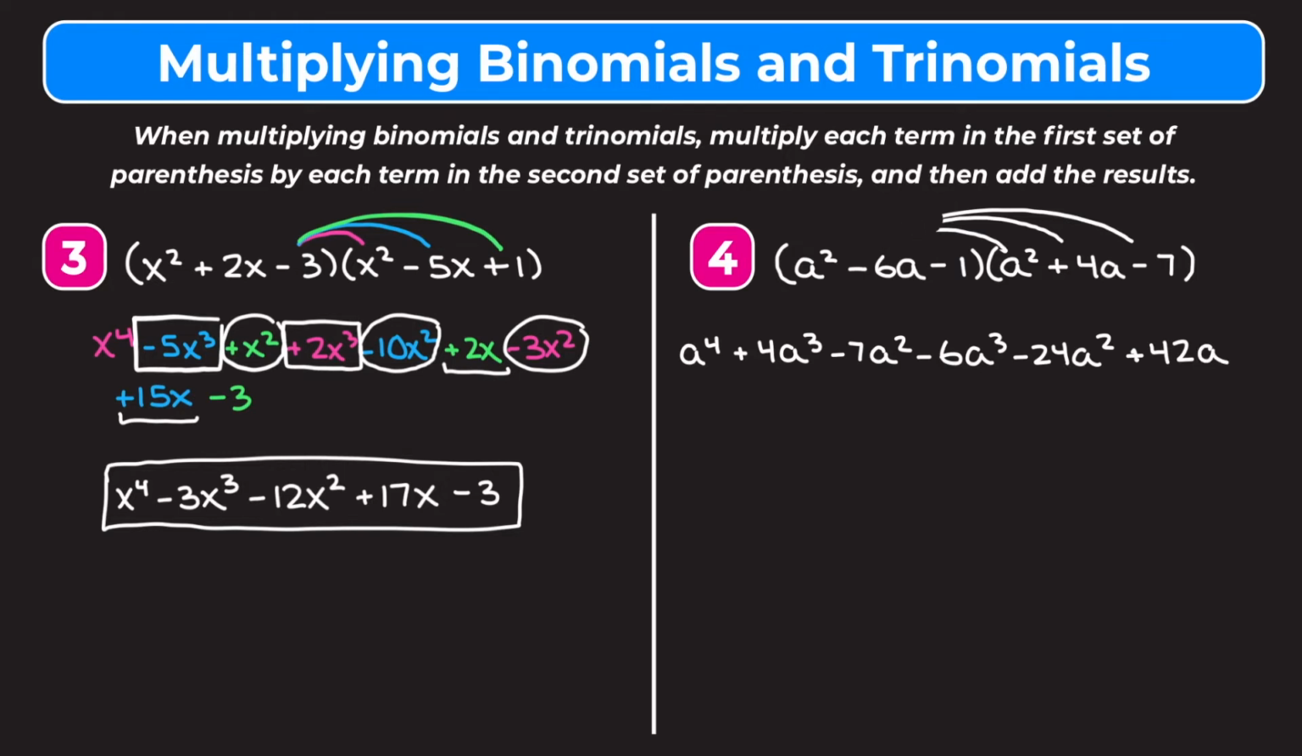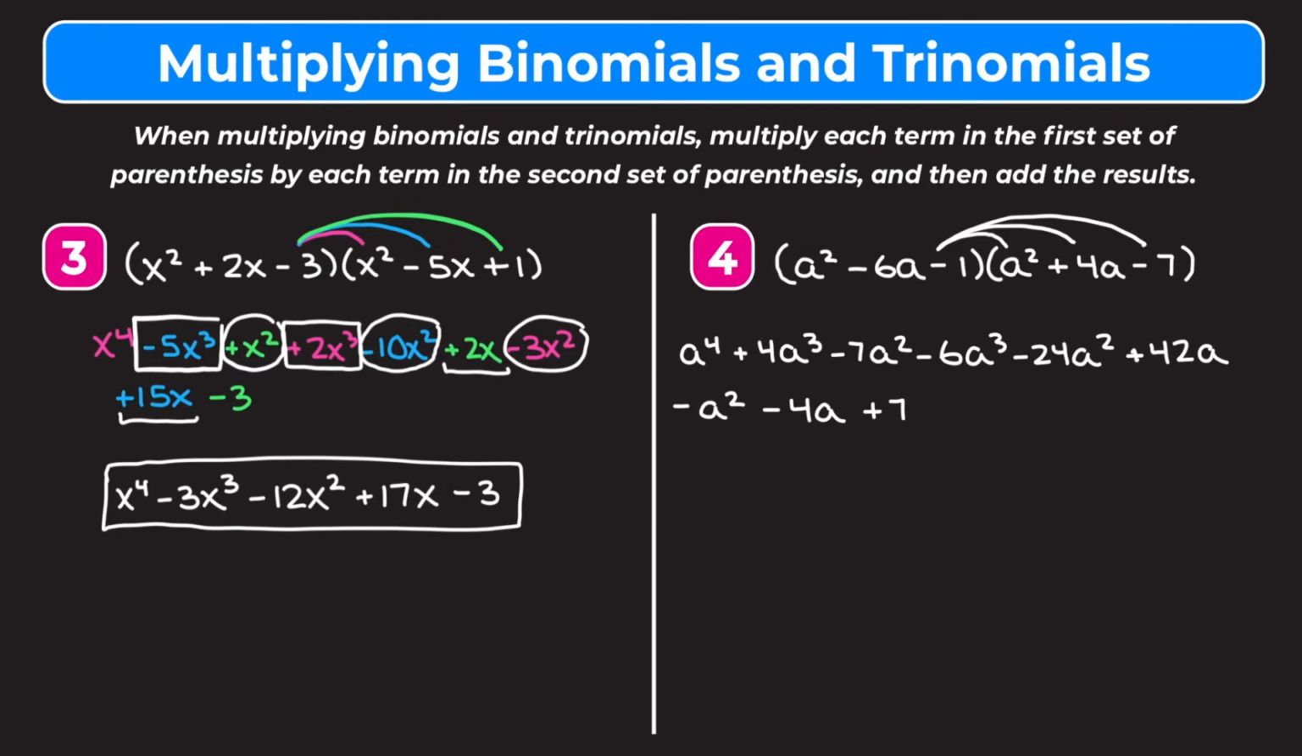And finally, we have to take this negative 1 in the first set of parentheses and multiply it by everything in the second set. So negative 1 times a squared is negative a squared, and I'll put it down here. Negative 1 times a positive 4a is negative 4a. And negative 1 times negative 7 is just a positive 7.